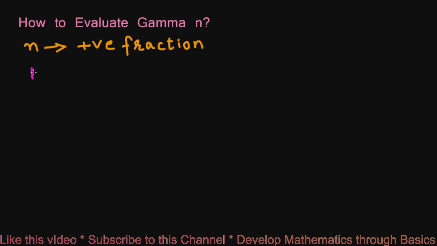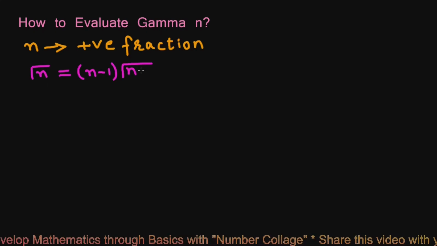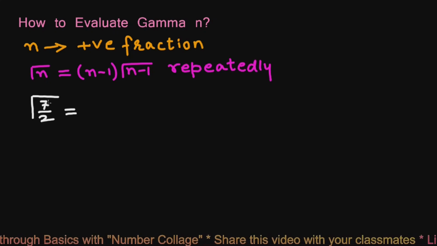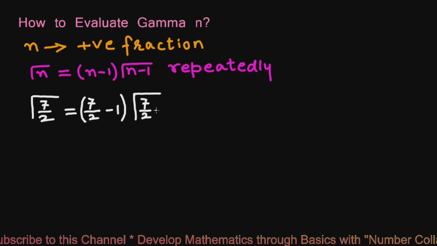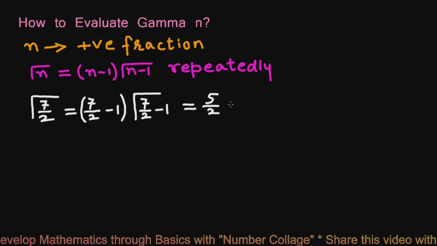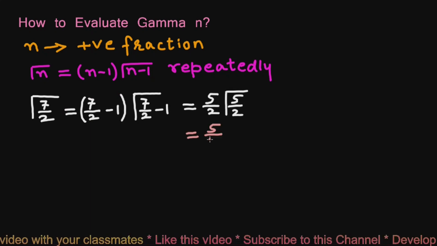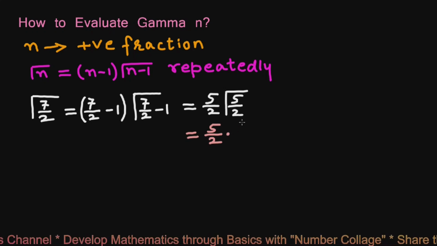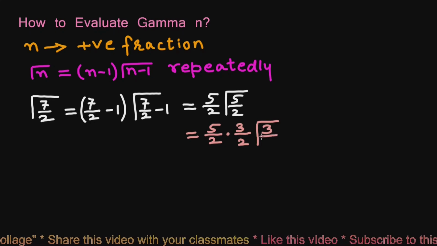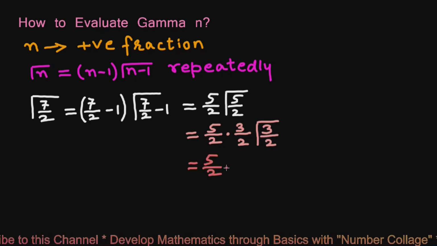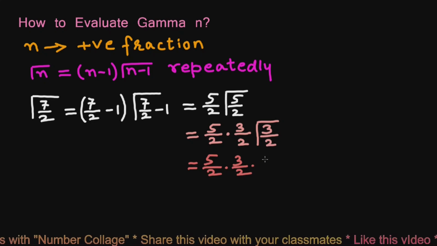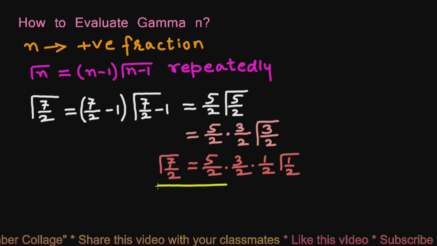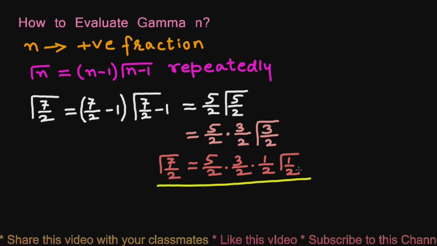For this we will use gamma n equals n minus 1 gamma n minus 1 repeatedly. For example, gamma 7 by 2 will be 7 by 2 minus 1, gamma 7 by 2 minus 1, which will be 5 by 2, gamma 5 by 2. Again applying rule for gamma 5 by 2, it will be 5 by 2 minus 1, 3 by 2, gamma 3 by 2. That will be 5 by 2 into 3 by 2, 3 by 2 minus 1, 1 by 2, gamma 1 by 2. So gamma 7 by 2 will be 5 by 2 into 3 by 2 into half into gamma half.